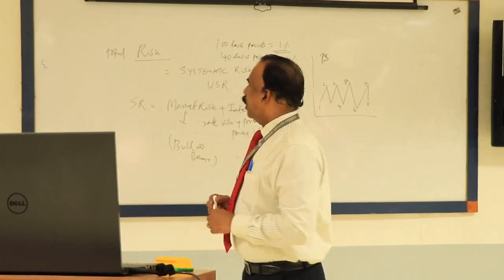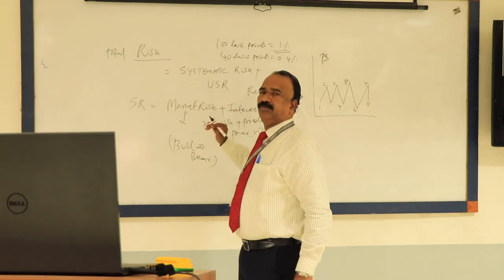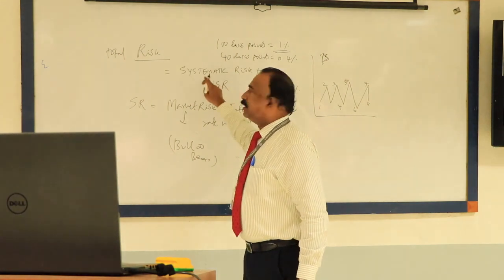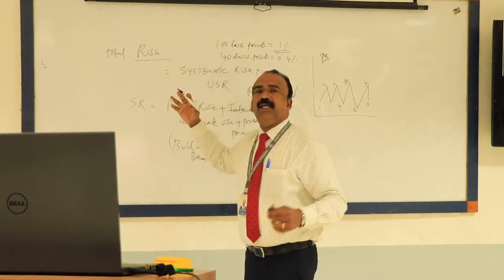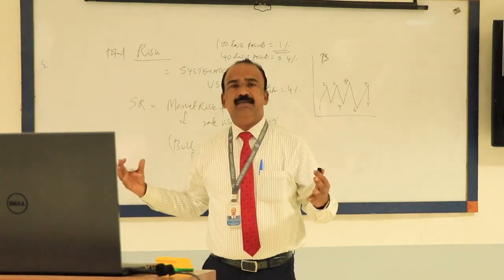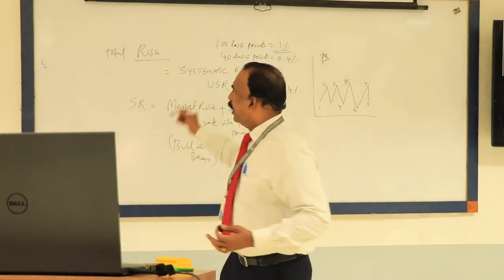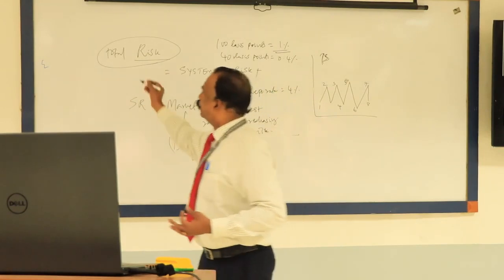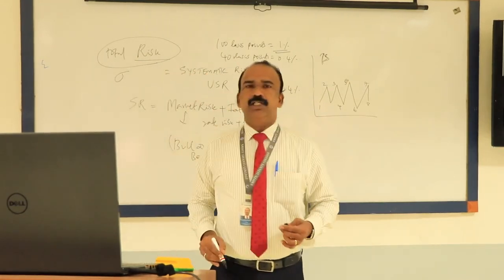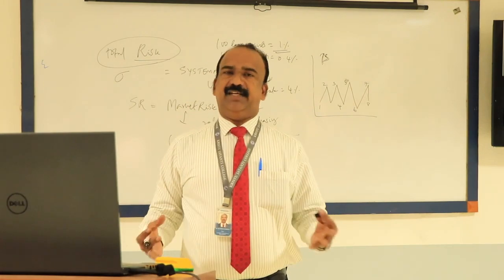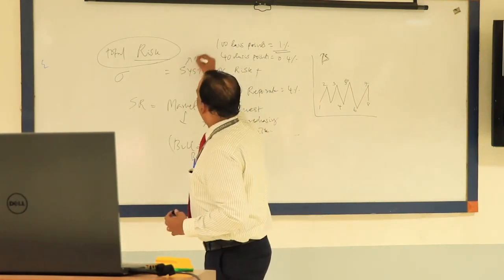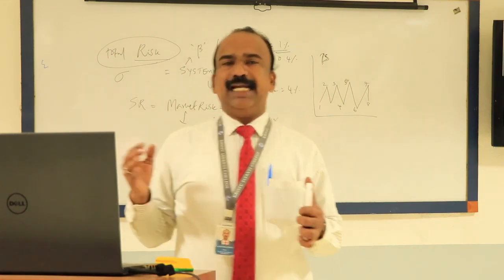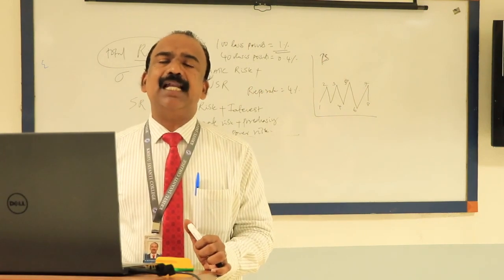Now, how do we measure each risk? We have to measure the systematic risk and the unsystematic risk. How do we measure systematic risk? There must be a tool available to measure it. And how do we measure the total risk? Total risk can be measured through standard deviation, and systematic risk is measured through beta. So we need to know how to calculate standard deviation and how to calculate beta.